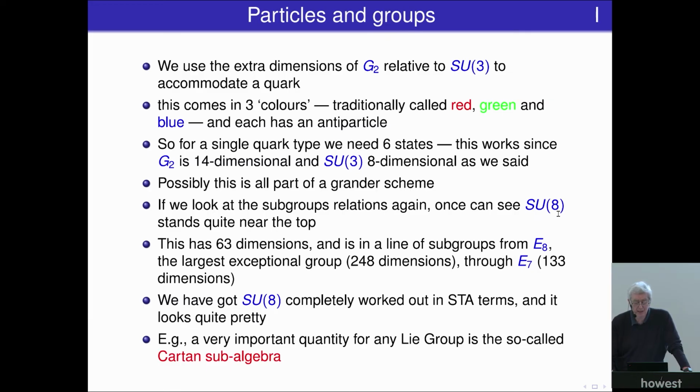This SU8, which is now completely decoded using this, stands quite near the top. It's got 63 dimensions, which is, again, quite nice for the standard model. But if we went all the way to E8, that's 248 dimensions, and E7 is 133 dimensions. So clearly, it's not going to fit into just what we've got at the moment.